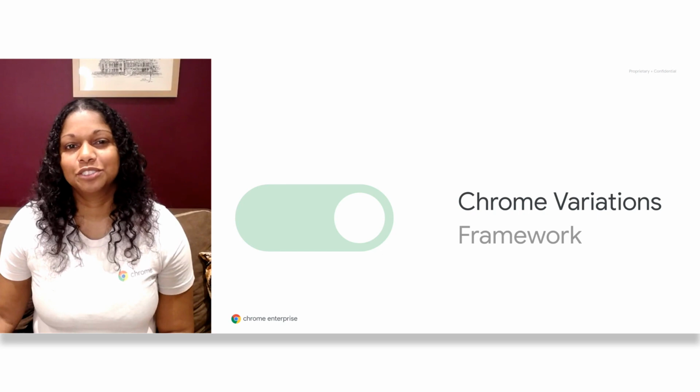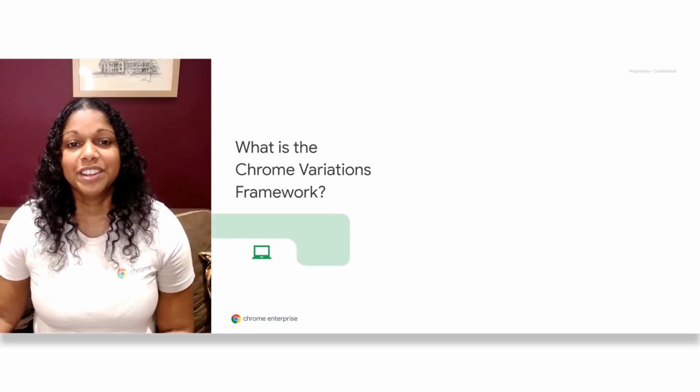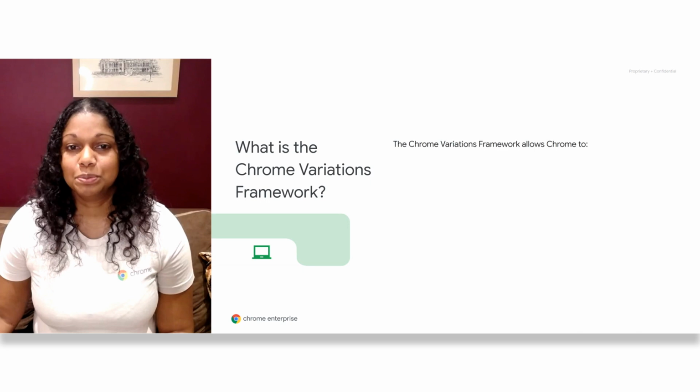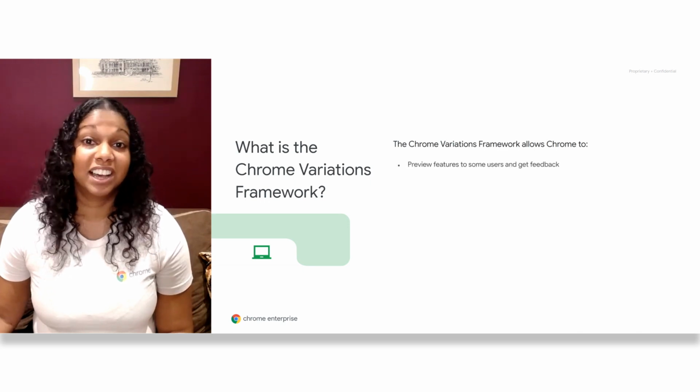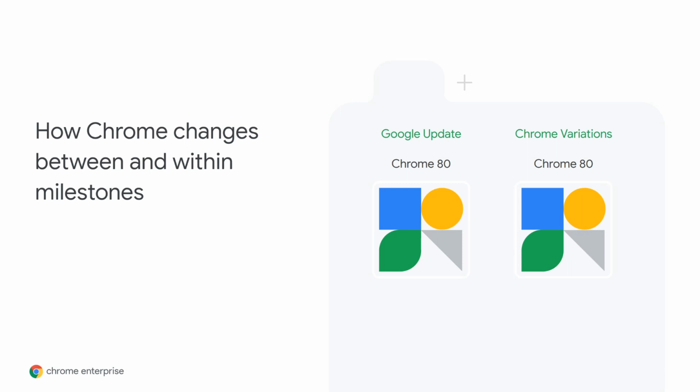I'd like to touch a bit on the Chrome Variations framework, which is another way we update Chrome and is separate from Google Update. The Chrome Variations framework lets us give a small group of users previews of new features and gather feedback, slowly roll out changes to progressively larger groups of users to minimize the risk of incompatibilities, provide security and other critical fixes to you faster, and roll back features if needed without you having to wait for a new version of Chrome. All the user needs to do is restart. Here's an illustration of what that looks like.